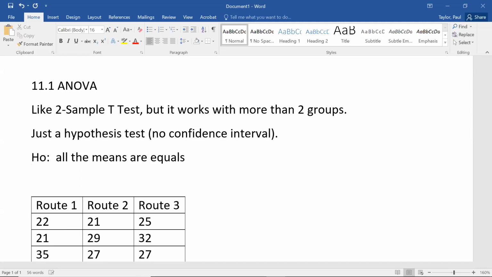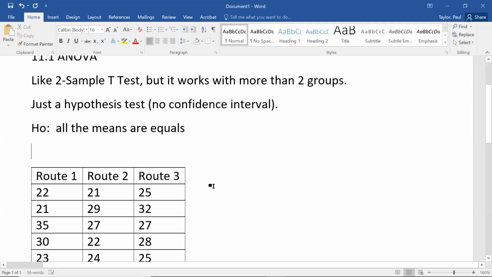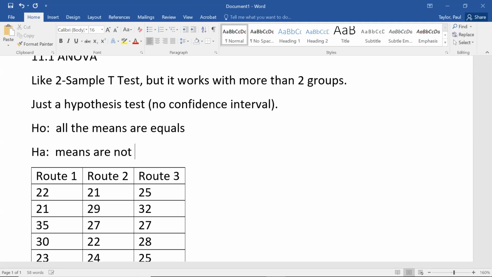Okay, so each group has a mean, a population mean, and the null hypothesis is that there's no difference between the groups in terms of their mean. All the means are equal. And the alternative hypothesis is just that the null hypothesis is not true. So the means are not all equal.